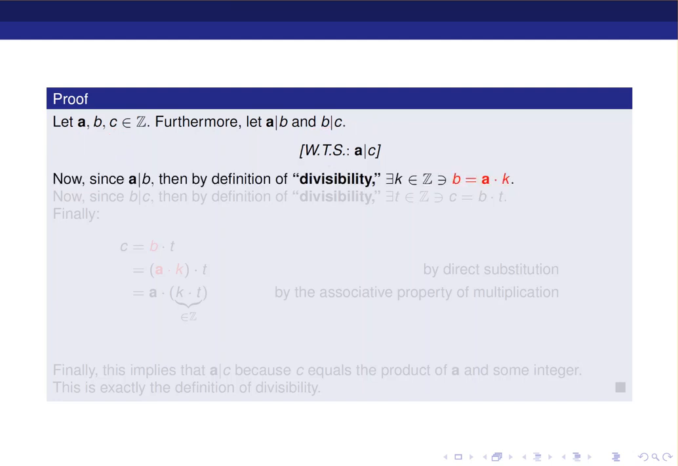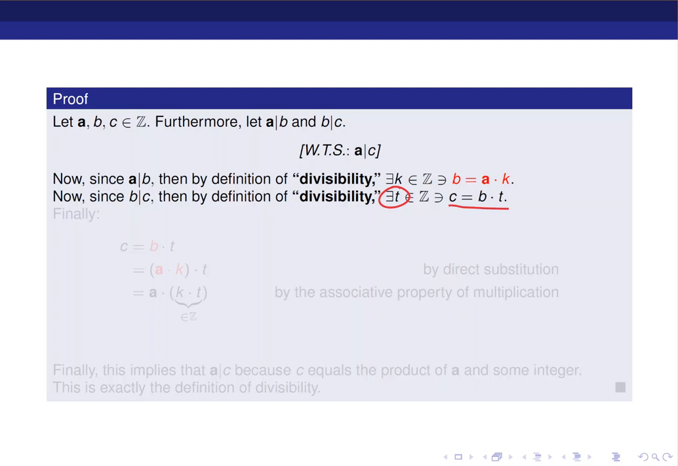Now since a divides b, then by definition of divisibility, there will exist an integer k, for example, where b is equal to a times k. But also b divides c. So by the same definition of divisibility, there has to be another integer, not exactly equal to k, maybe a different one, maybe t, where c is equal to b times t.